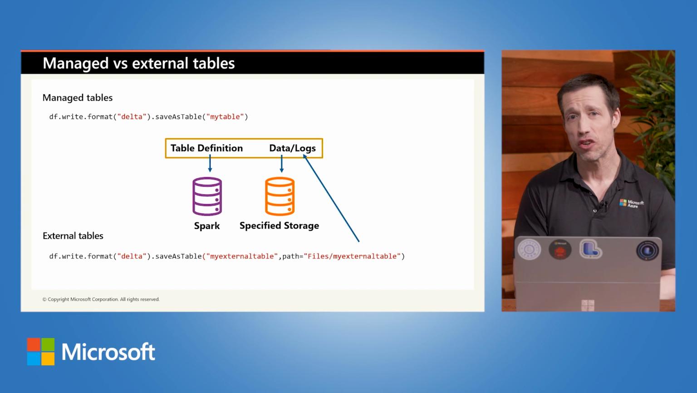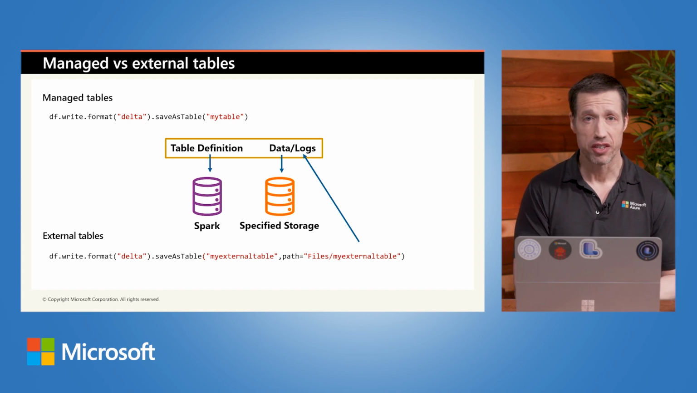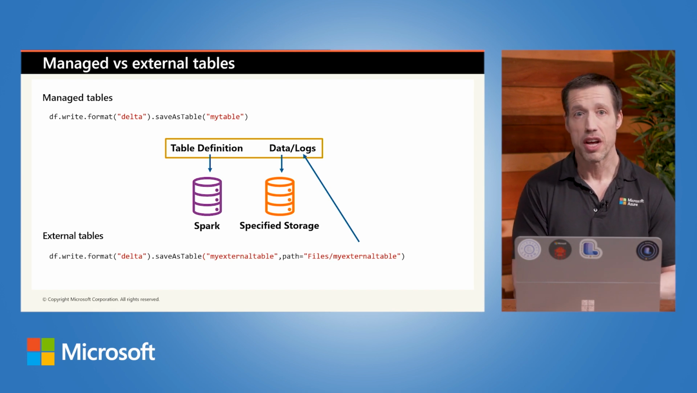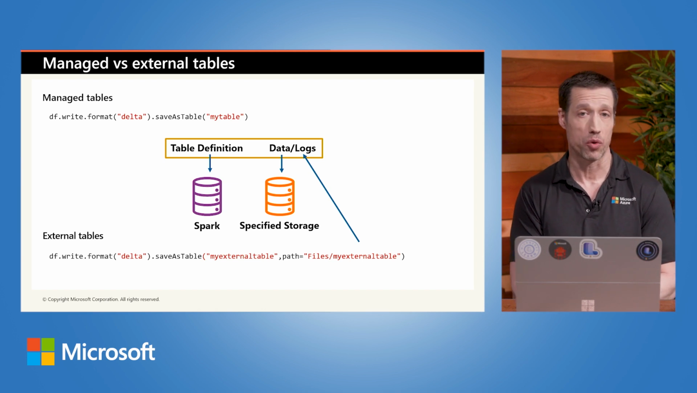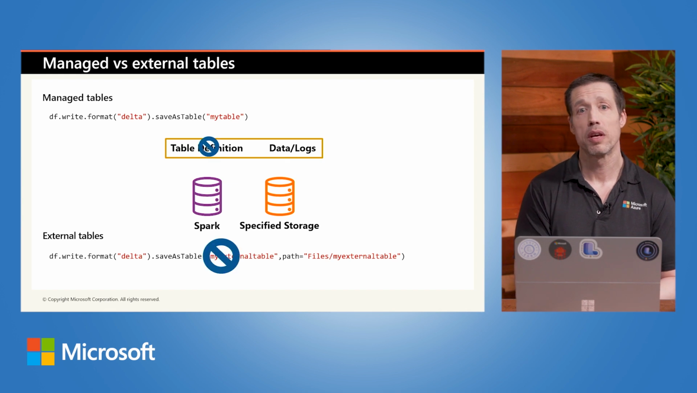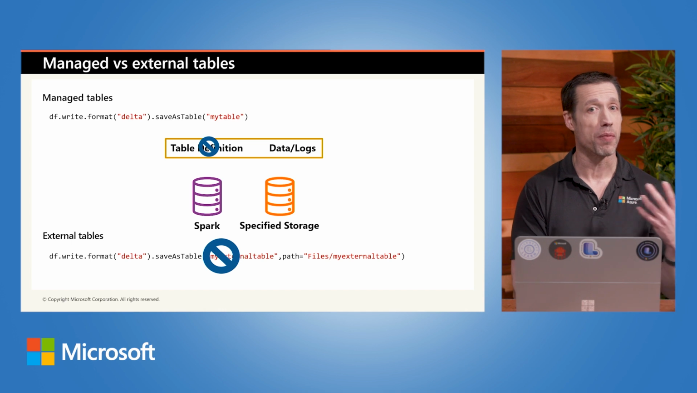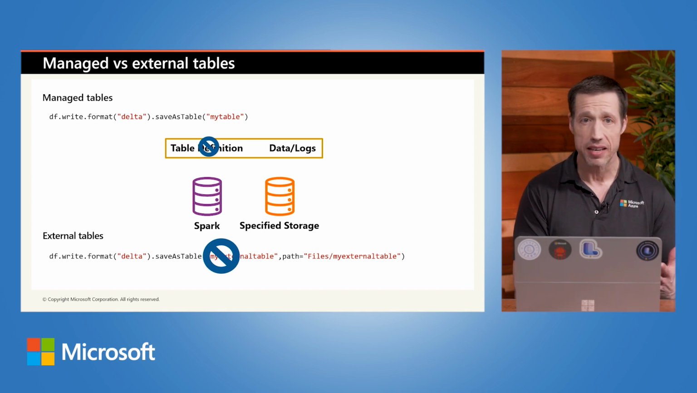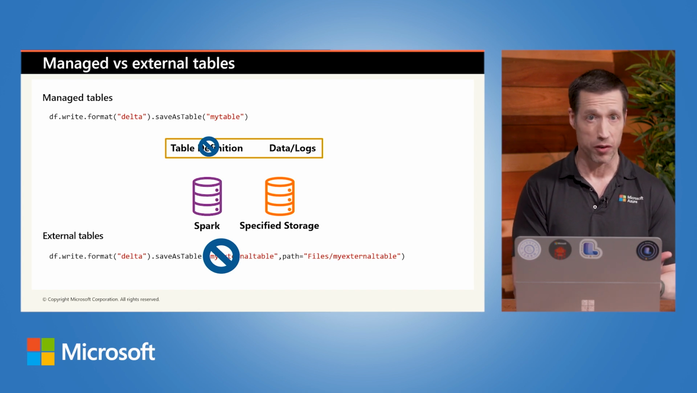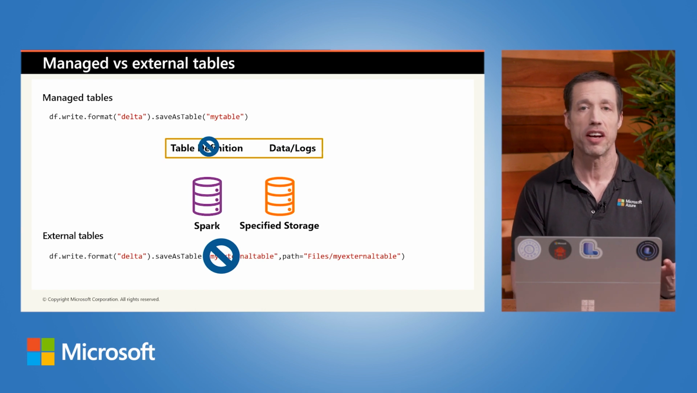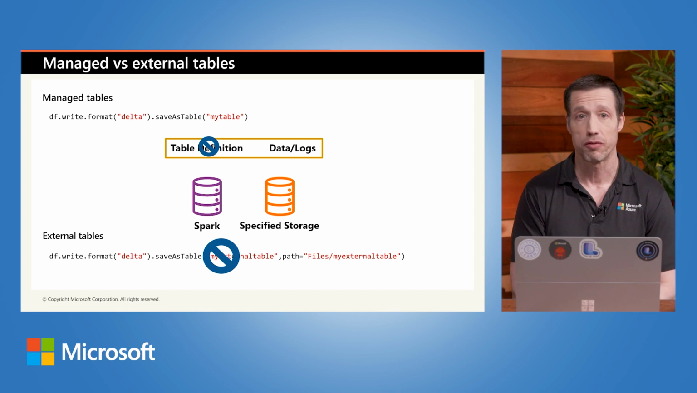When creating external tables, the table definition, while still in the metastore, directs or maps to the data which is stored in an alternative file storage location. This means that deleting an external table will remove the table from the metastore, but does not delete the associated data files. This approach can be useful when you want to create a table definition that references data that's already been saved in a Delta format, or based on a folder where you expect to ingest data in Delta format.